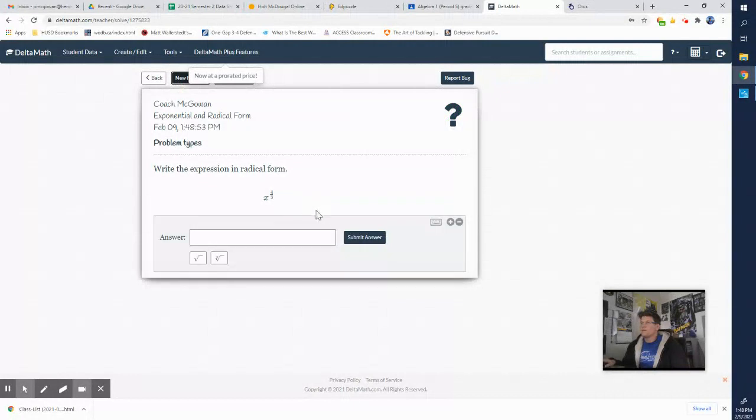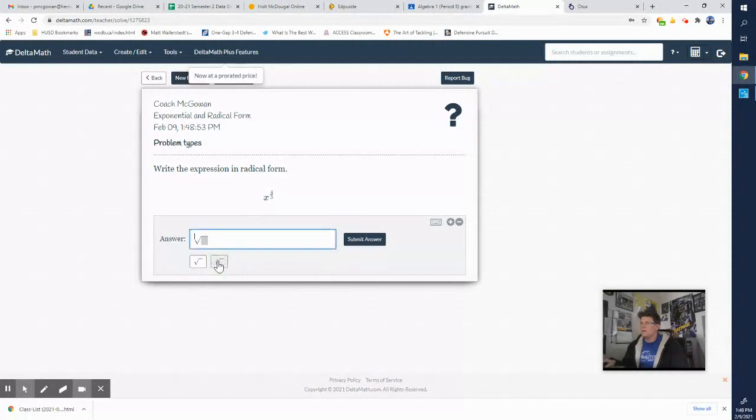Let's see if I can find another one. x to the 4/3 power. Let's rewrite it. Click the radical sign with an n, so that way we can change the root. The denominator is my root, so I want to put a 3 there. Inside my radical sign, I have my base raised to the numerator, which is 4.